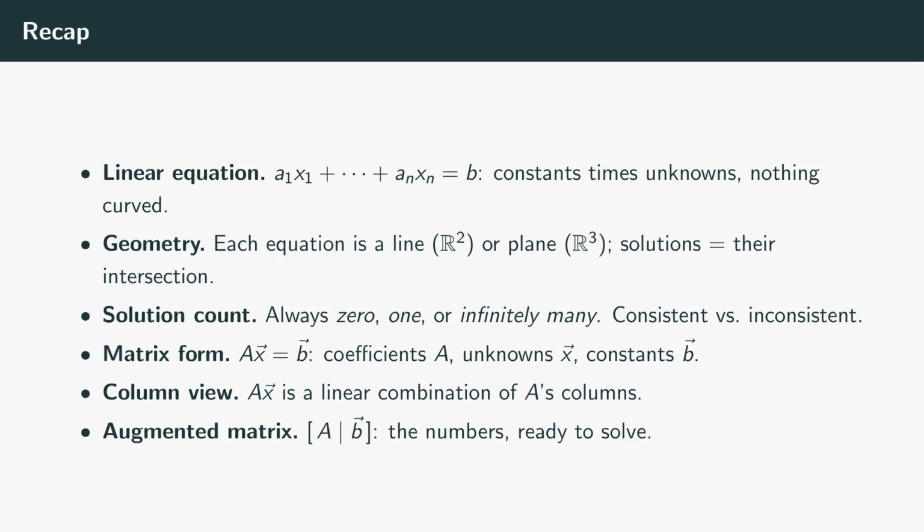We call a system consistent if it has at least one solution and inconsistent if it has none. We package a whole system into the single equation, A times x equals b, where A holds the coefficients, x holds the unknowns, and b holds the constants, and reading A times x by columns shows that solving the system means writing b as a combination of A's columns. Finally, dropping the variable names gives the augmented matrix, the coefficients with the right-hand side attached. Next episode, we take that augmented matrix and run Gaussian elimination, the systematic procedure that cracks any linear system.